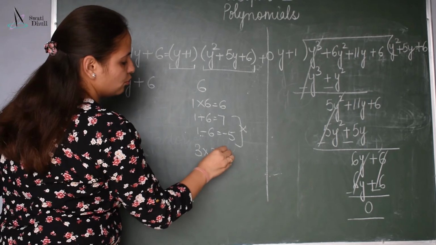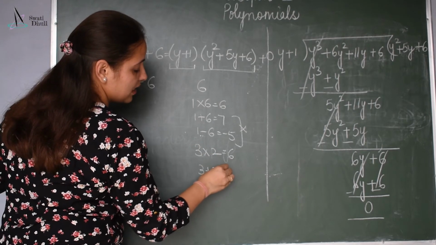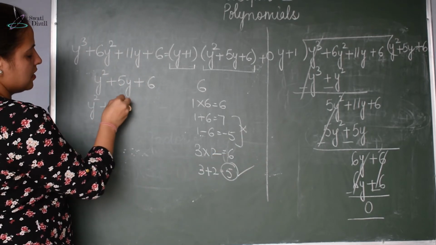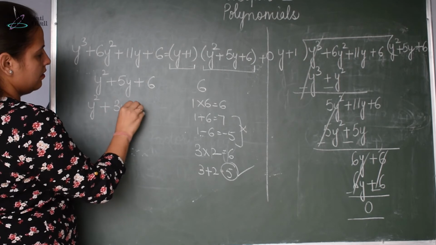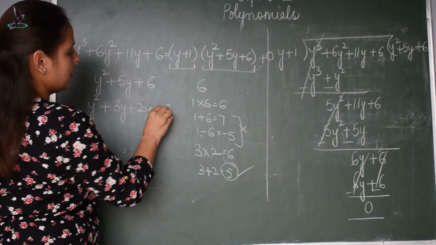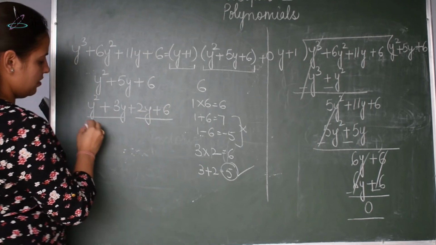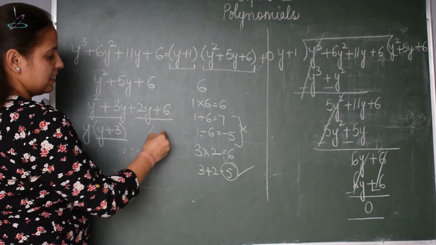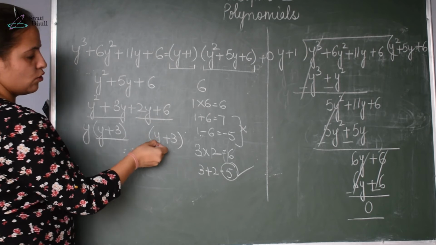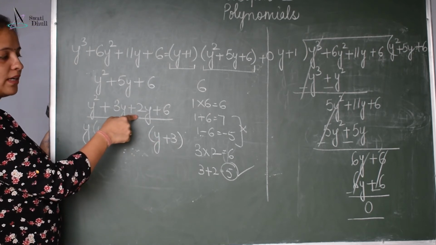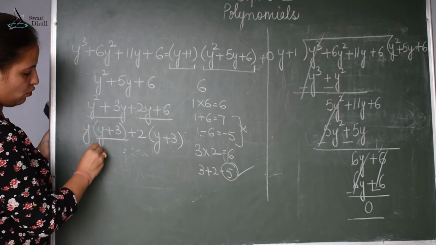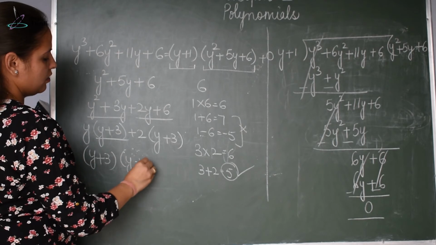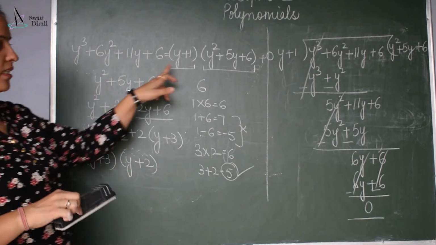Now 3 into 2 is 6. So 3 plus 2 is 5, which I want. So this will be a factor. So y square plus 3y plus 2y plus 6. Now make the pairs, y common. So y plus 3. Now I have to write the same factor, y plus 3. So you have to multiply y with what value so that you will get plus 2y, that is plus 2. So I have taken the common factor y plus 3, and here it is y plus 2. Now you have got this factor.